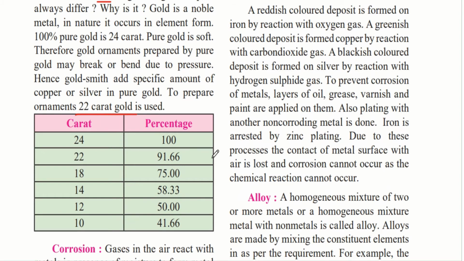Here is a table given just for reference. See, 24 karat gold is 100% pure. That means it only contains gold and no other metals. But 22 karat gold is 91.66% pure. It means that 91.66% of that gold would be gold and the rest, around 9%, would be other metals like copper or silver. Similarly, 18 karat gold is 75%, 14 karat gold is 58.33%, 12 karat gold is 50%, and 10 karat gold is 41.66%.